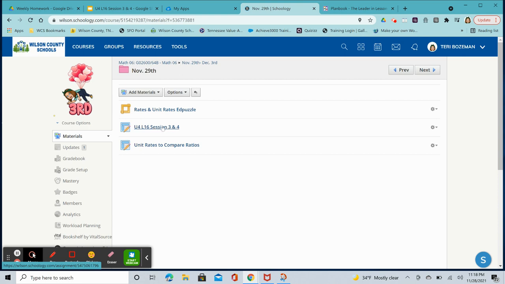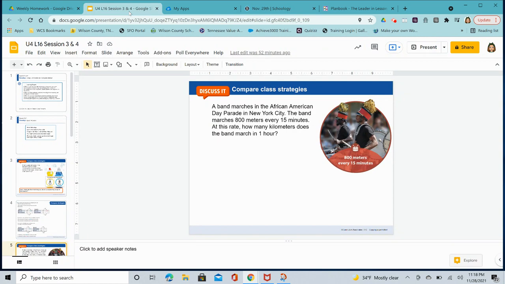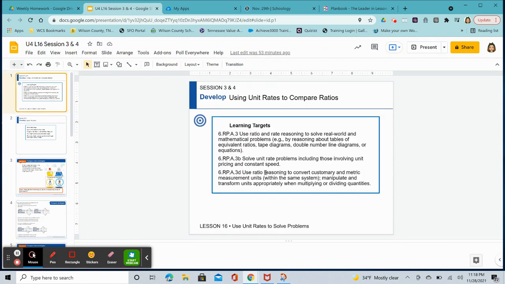But what you're going to do is open this up. When you open it up, you will see the first slide that looks like this. And today we are continuing on with unit rates. We're going to be using unit rates to compare ratios. So this will finish up lesson 16.